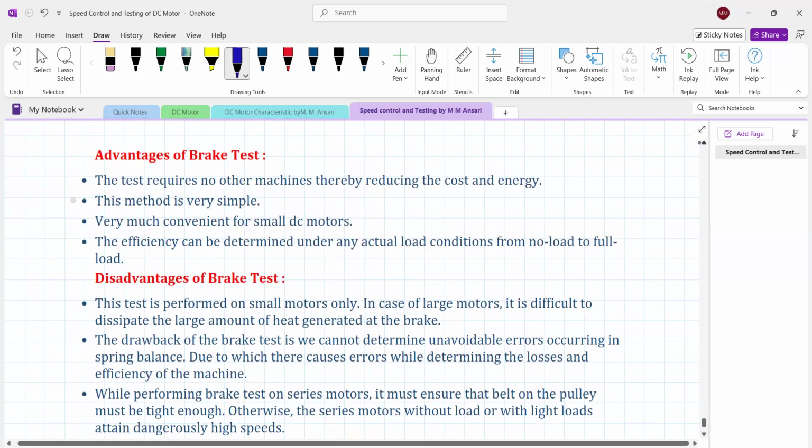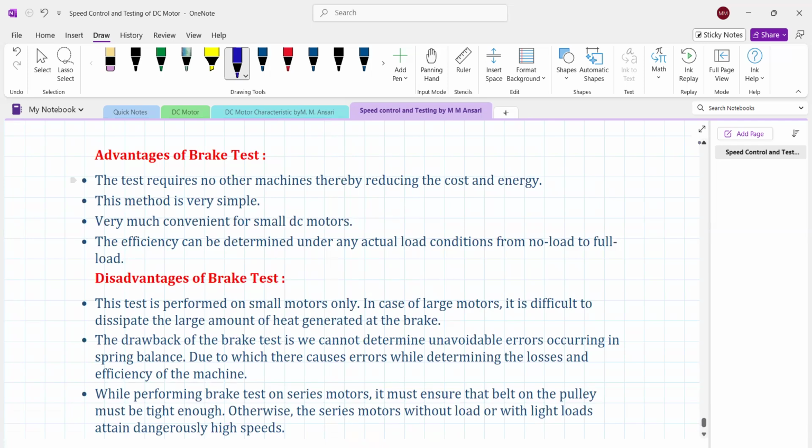This test requires no other machine, thereby reducing the cost and energy. The meaning is that it requires only one machine, only the motor which is going to be tested. Either it may be a DC series motor or shunt motor. So it requires only one motor which is under the test. So this test is simple. The steps of calculations are also very few.